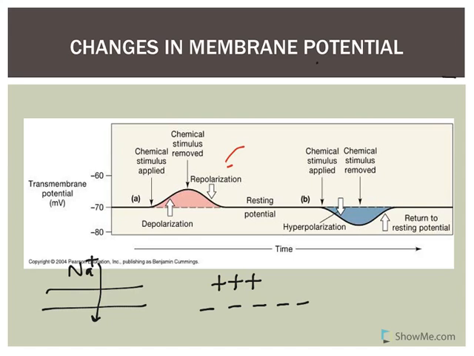If I add those together, I've got 3 positives and 5 negatives. When I do the math, that's -2, because these ones cancel each other out. So I have -2. If I add a positive charge, what do I have? -1. If I add another positive charge, that's 0. So I have a reduction in membrane potential. It's becoming less negative.